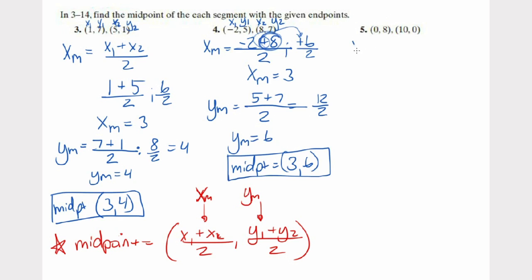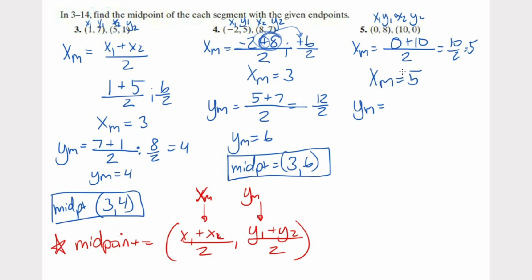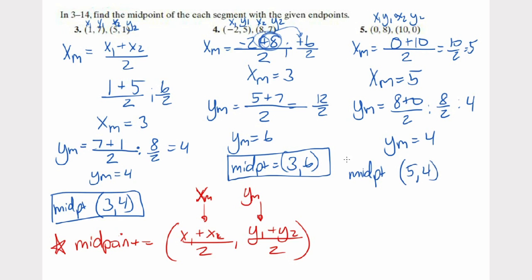Now 5. Same procedure. X midpoint is equal to x1, y1, x2, y2. It'll be the first x coordinate, which is 0, plus the second x coordinate, which is 10, over 2. That gives us 10 over 2, which is 5. So xm equals 5. Now, the y midpoint is equal to the first y coordinate, which is 8, plus the second y coordinate, which is 0, which is 8 over 2, equaling 4. Therefore y midpoint is 4. Therefore our actual midpoint is (5, 4). And that's it.